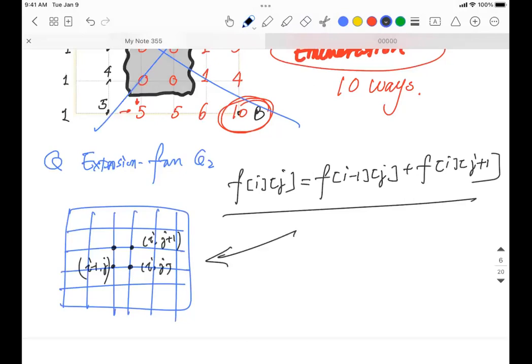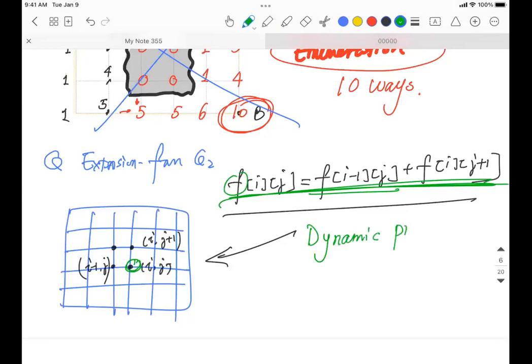The total number of ways to get to my i, j point, if I use function f to denote it, is the sum of the total ways from i minus 1, j and i, j plus 1. As long as you have such an easy formula, you can do a quick coding using a program. You can calculate how many ways to go to whatever points. And this methodology, how to have such a thing in programming, we call it dynamic programming.